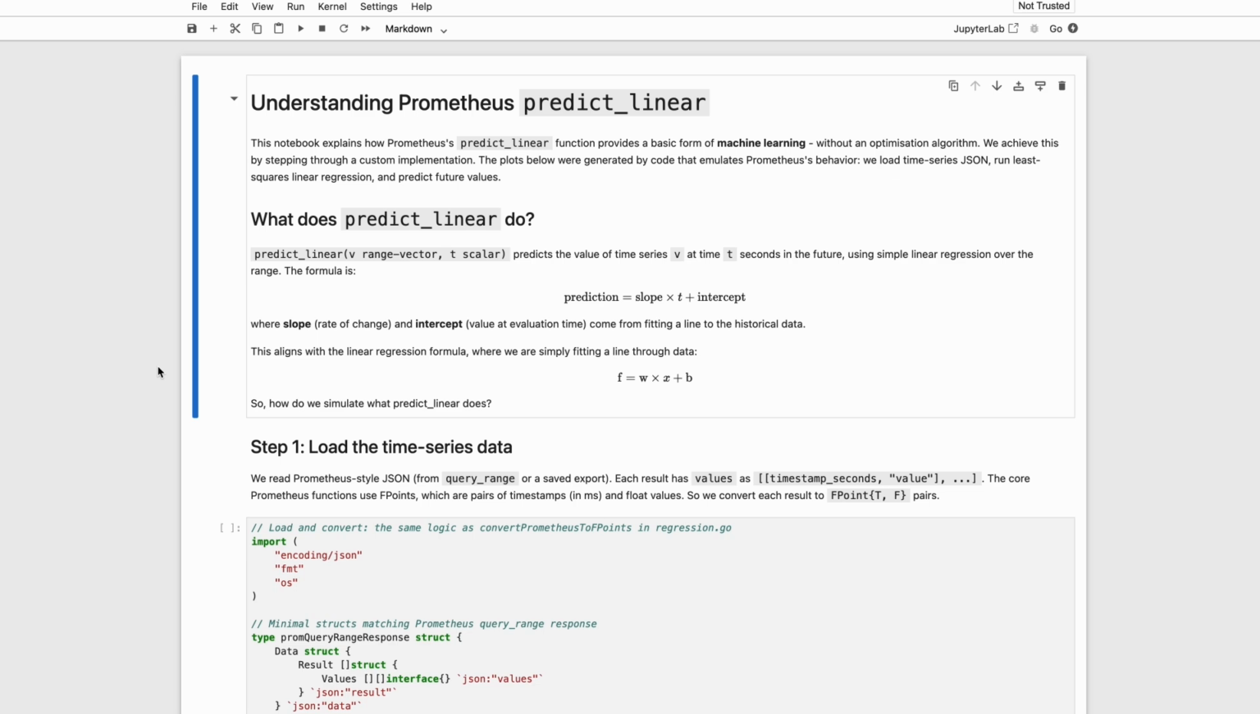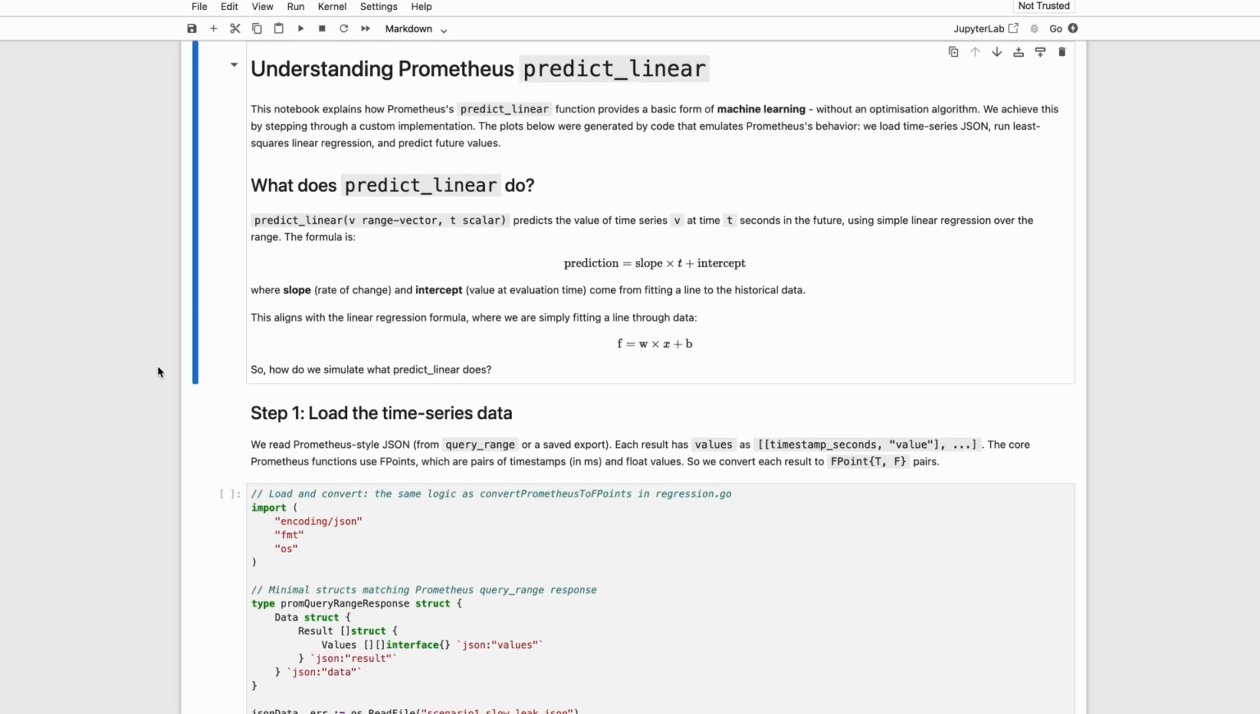I have set up a Jupyter notebook to help you understand. If you want to go through the full notebook, I have linked the GitHub repository in the video description. It has all the instructions for you to get started. Let's explore how the predict linear function provides a basic form of machine learning with linear regression. To make a prediction using linear regression, we need to find the values of two variables, the slope and the intercept. Using these parameters, we can predict future values given new inputs. I have written some code to replicate what predict linear does. To see the full code, feel free to check the repository in the description.